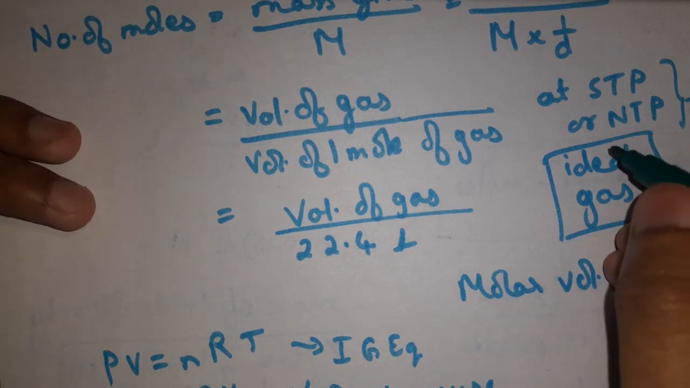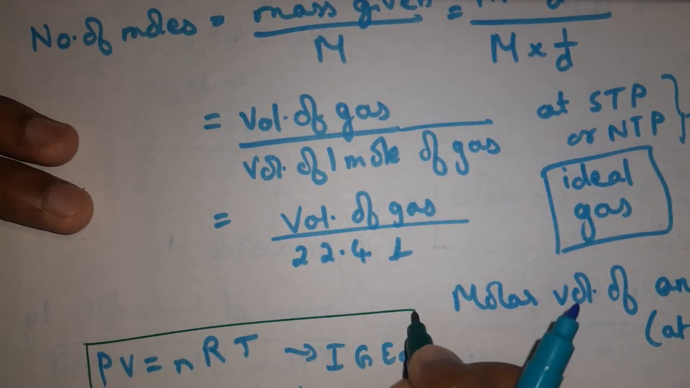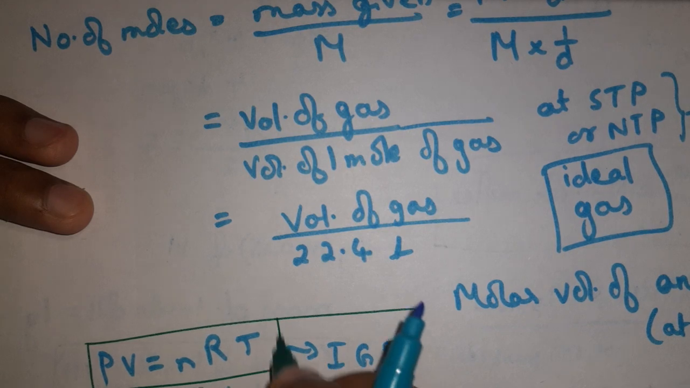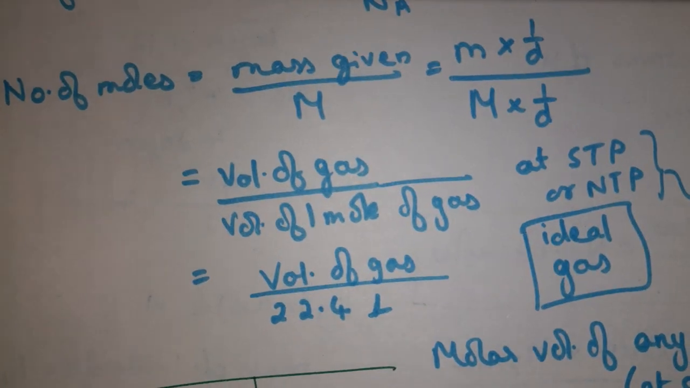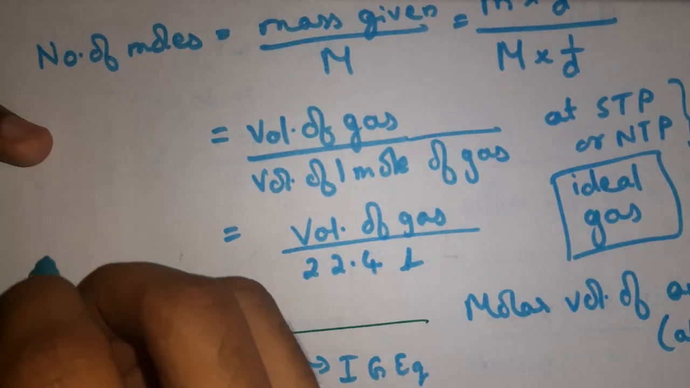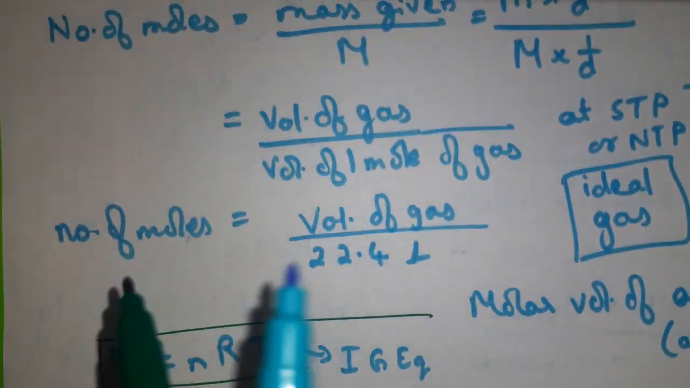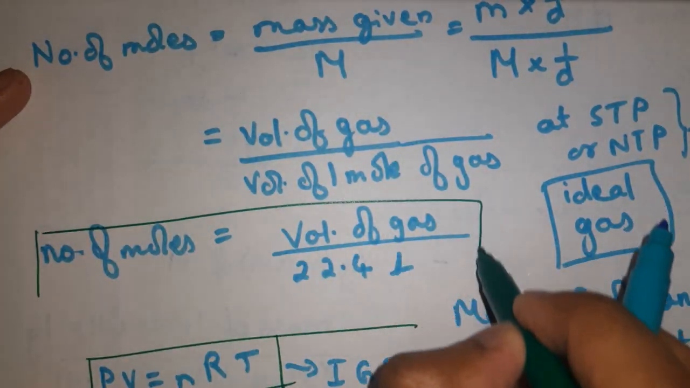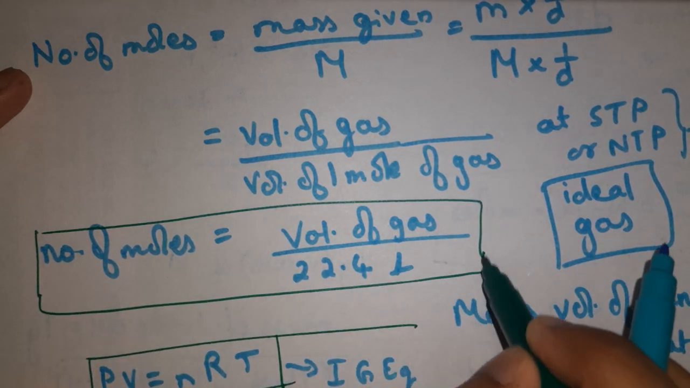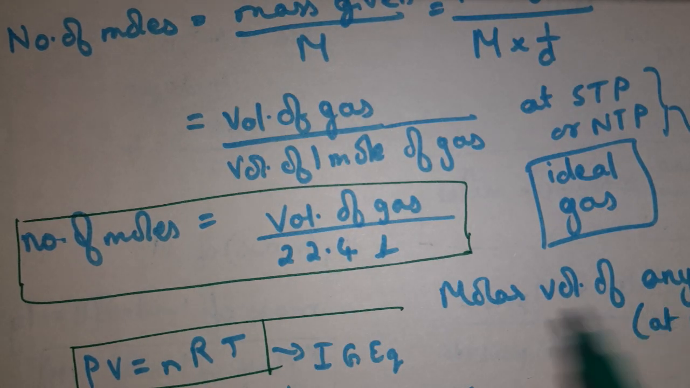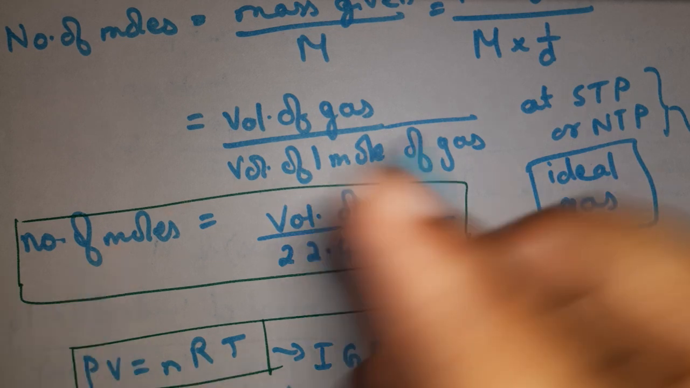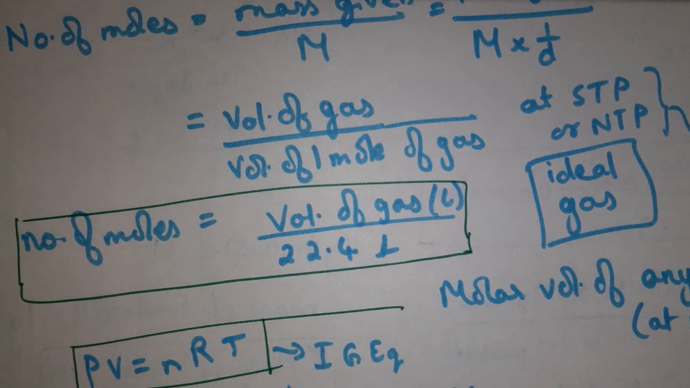So if the gas is not at STP and NTP, then you can use this formula, which is called the ideal gas equation. And if the gas is at STP and NTP, then the number of moles, which we have already derived, is volume of gas divided by molar volume. Let me remind you, volume of gas in liters, obviously, because if you're taking molar volume in liters, then the volume of gas should also be in liters.